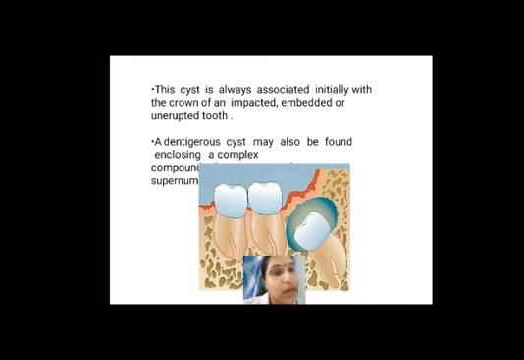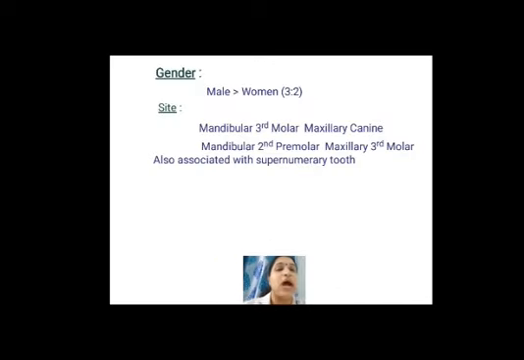The most common unerupted teeth involved are permanent mandibular third molars, because, as we all know, permanent mandibular third molars are the most common teeth involved in impaction.